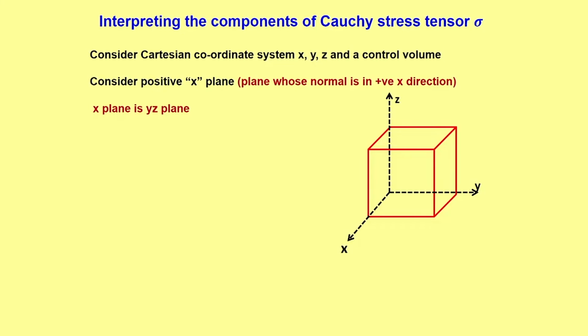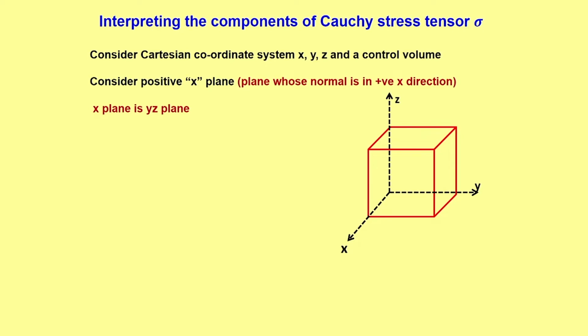Having said that, now the next job is to interpret the components of Cauchy's stress tensor. We know that there are 9 elements. Now, what are these 9 elements? What does it represent? So, for that we need to define the Cartesian coordinate.